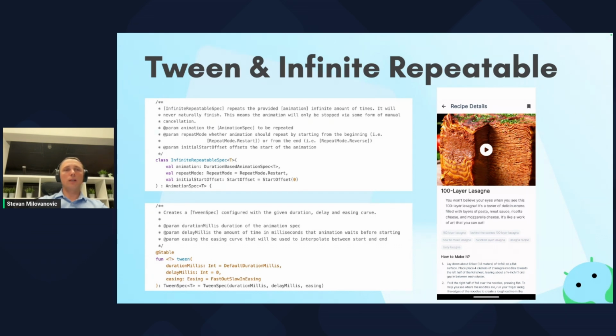And lastly, it accepts easing. That's the easing curve that will be used to interpolate values between start and end. The default value is fast out, slow in easing. The most basic one is linear easing, but there are a bunch of options there.